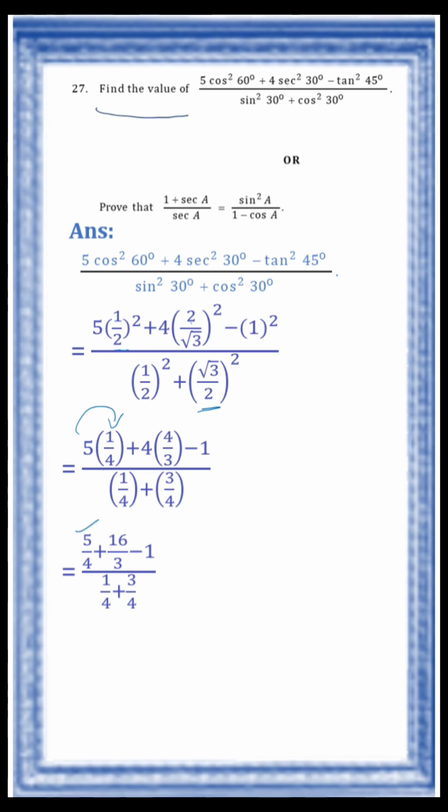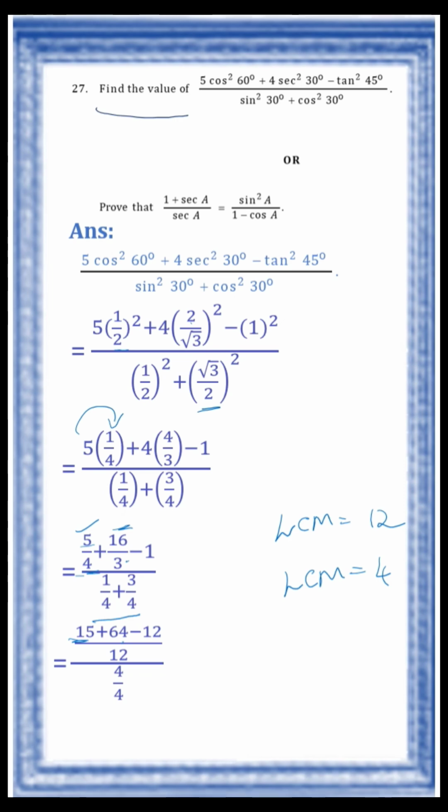What is the LCM of the numerator? LCM is 12. For the denominator, LCM is 4. So we can write like this. 12 is the LCM of the numerator. 5 3s are 15, 16 4s are 64. 1 into 12 is 12, or you can keep it like 1 and then solve, no need to worry. 1 by 4 plus 3 by 4, LCM is 4, so it is 4 by 4, it is 1.